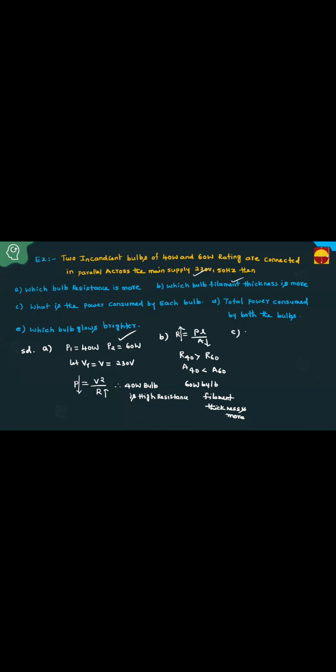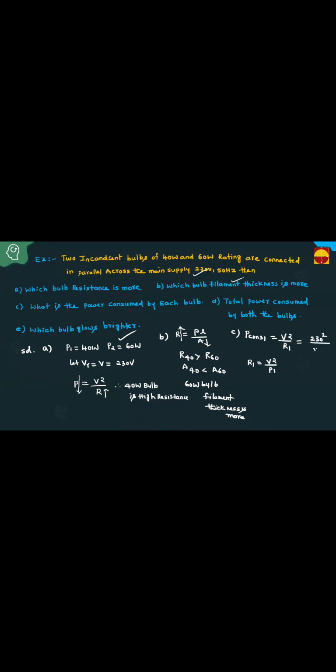What is the power consumed by each bulb? The power consumption P1 equals V square by R1, since it is a parallel connection. That is 230 square by R1. What is R1? We don't know R1. How to calculate R1? I told you already, resistances are calculated using the power rating: R1 equals V square by P1. Substituting, 230 square by P1.